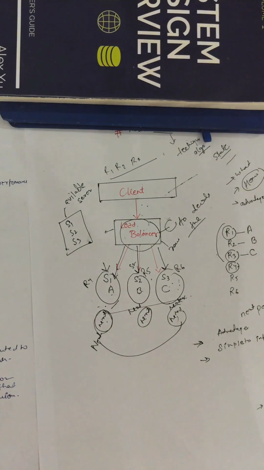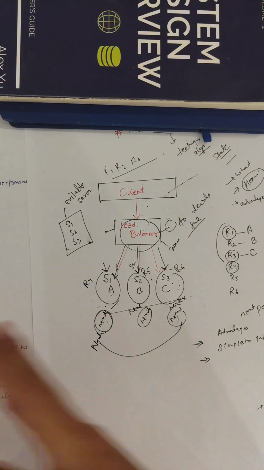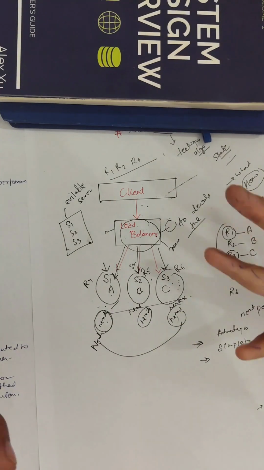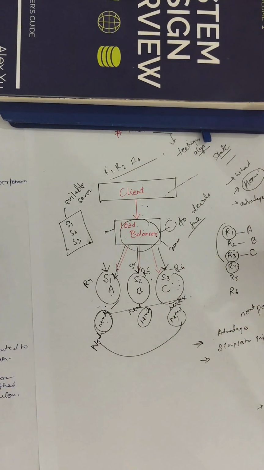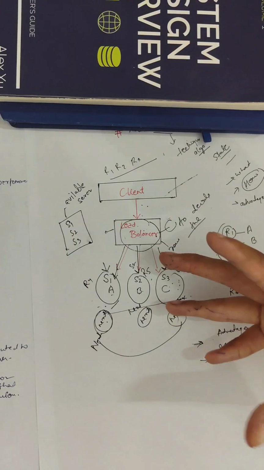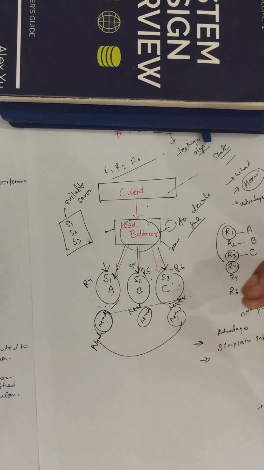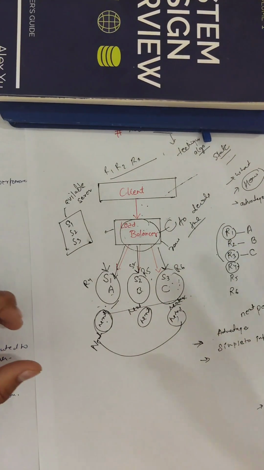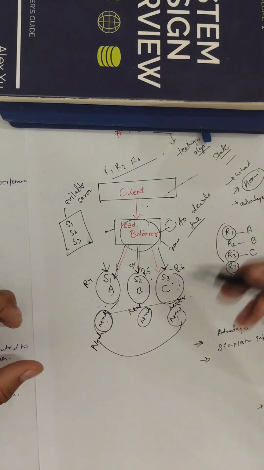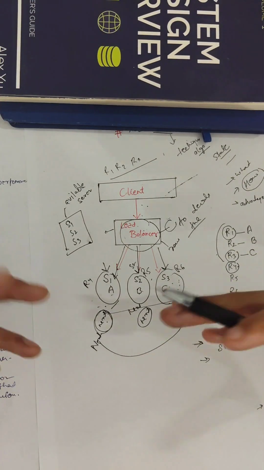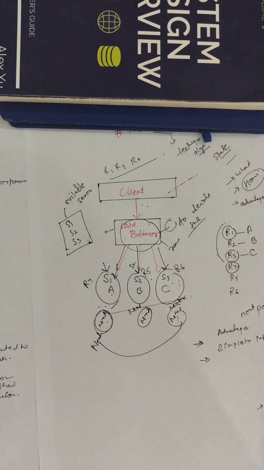The second advantage is that round robin does not care about monitoring or the computational power of the servers, so hence it does not use much of the computation of the server.